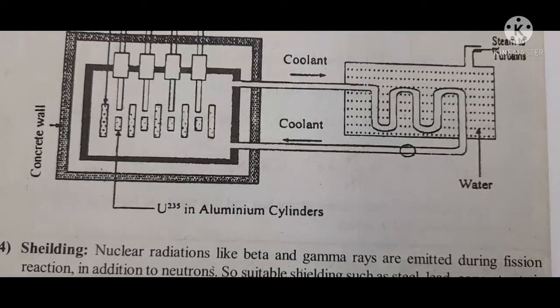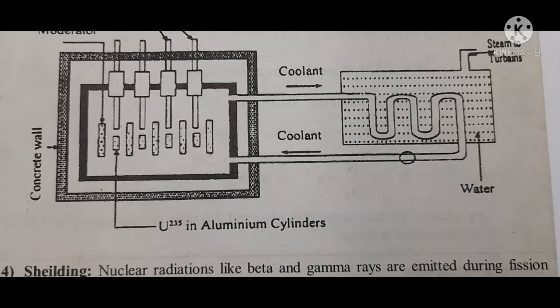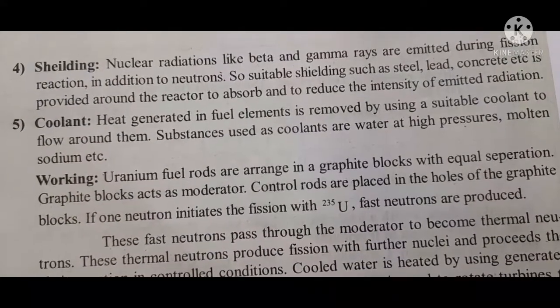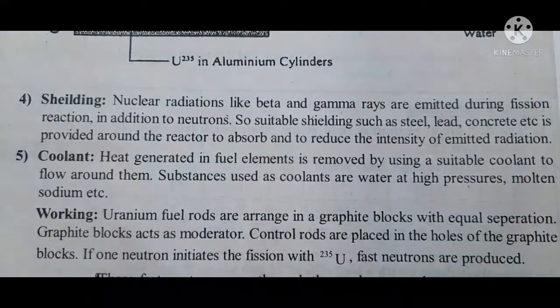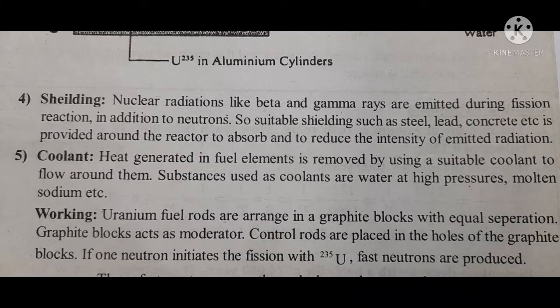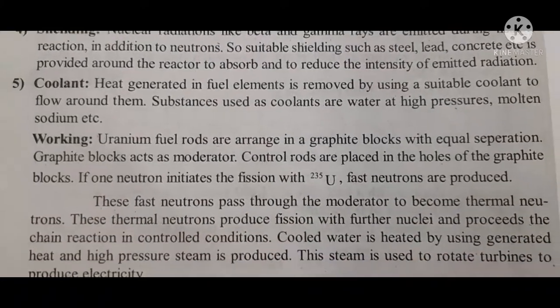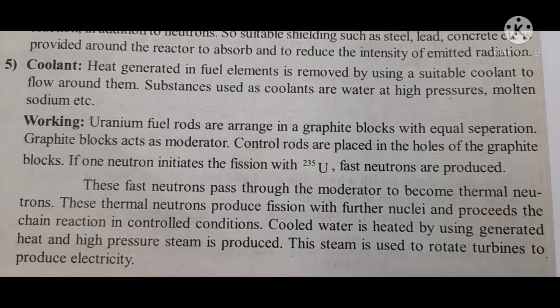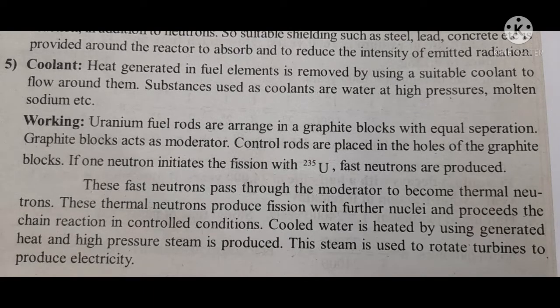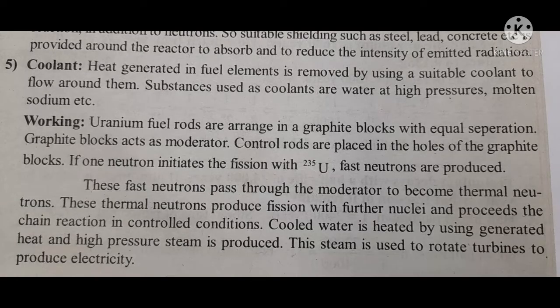Okay. Now how will it work? This is the diagram. How will it work? Simply, by removing all the side headings, you can write it once again, and finally you have to write the two lines, or otherwise look at this derivative. Working: Uranium fuel rods are arranged in graphite blocks with equal separation. Graphite blocks act as the moderator. Control rods are placed in the holes of the graphite blocks. If 1 neutron initiates the fission of uranium-235, fast neutrons are produced.